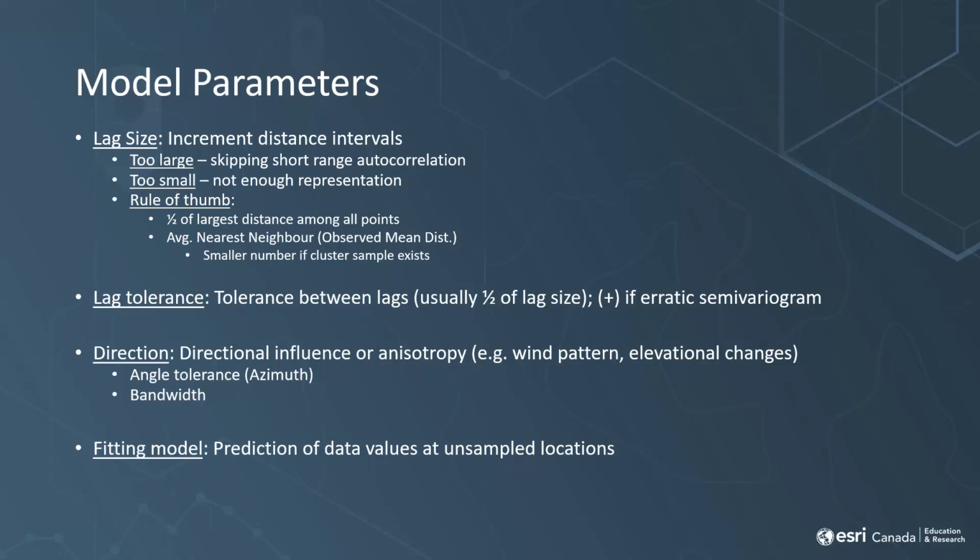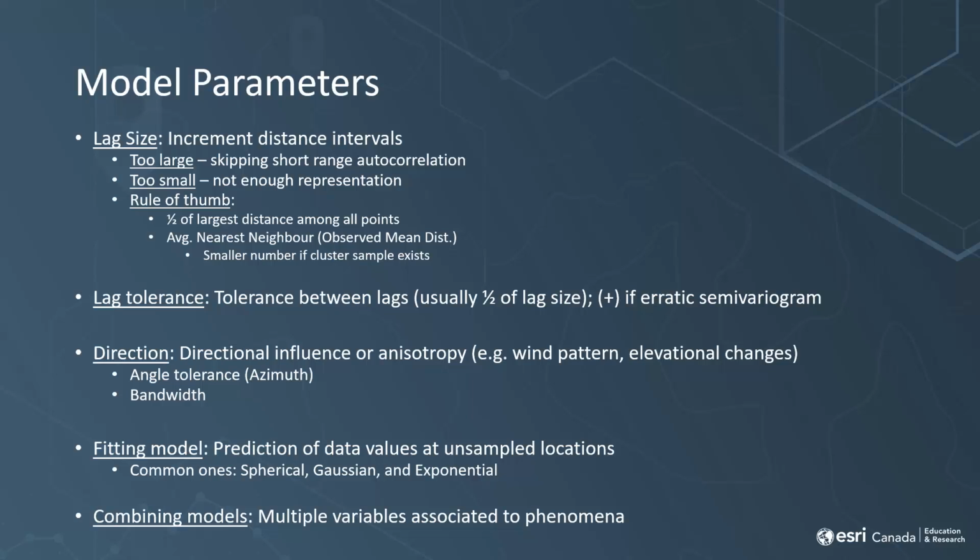The next is fitting the calculated semi-variances across the lag distance, which is then used to predict data values at unsampled locations. In ArcGIS Pro, there are many such as K-Bessel, J-Bessel, Hall effect, pentaspherical, and tetraspherical. However, the most popular ones are spherical, Gaussian, and exponential, given their simplicity and robustness.